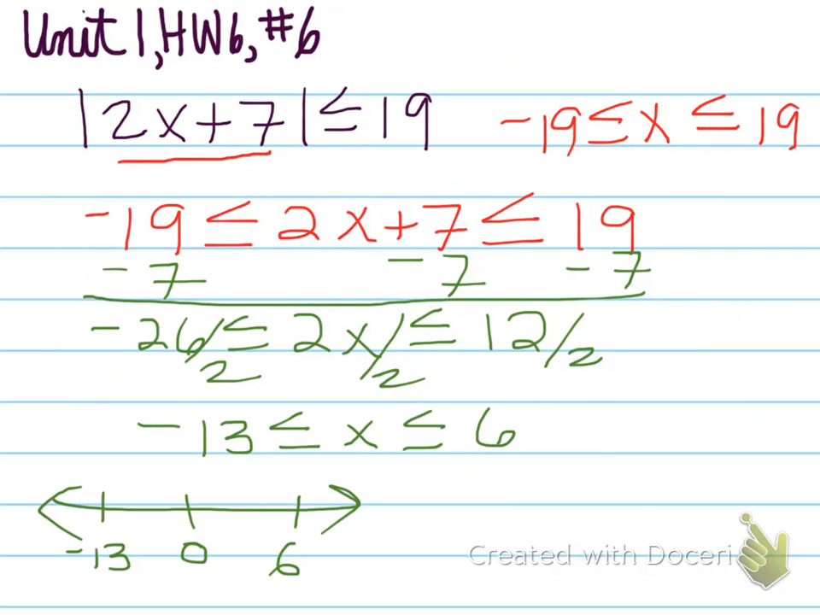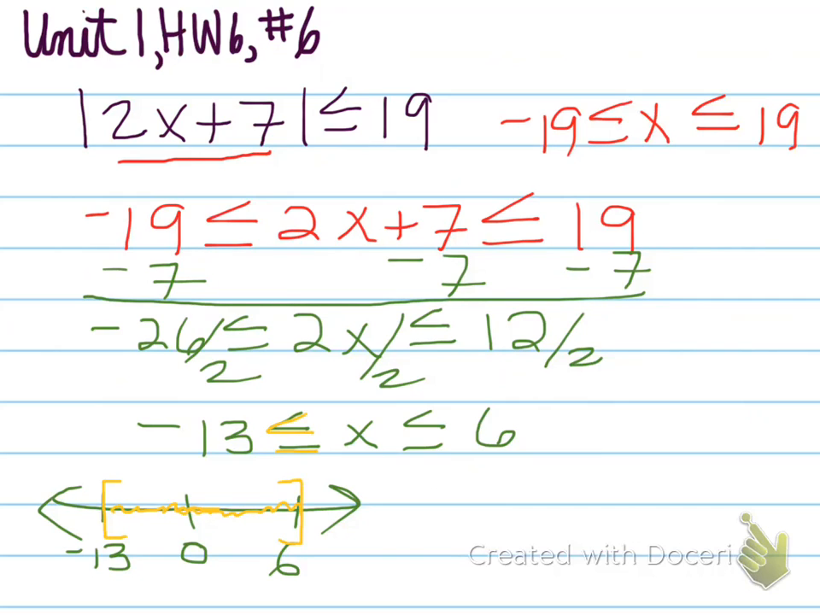So now we know that our x is greater than or equal to negative 13. So that means it has to be a square bracket. Because it is less than or equal to, we have to use a square bracket. And that is x is greater than all of those, so it's everything to the right of that square bracket. It is also less than or equal to 6. So another square bracket, but this time it's all the x's that are less than or equal to 6.